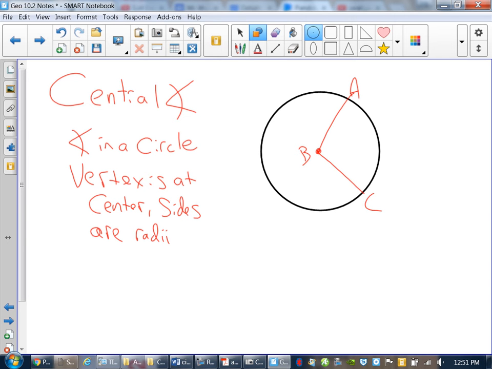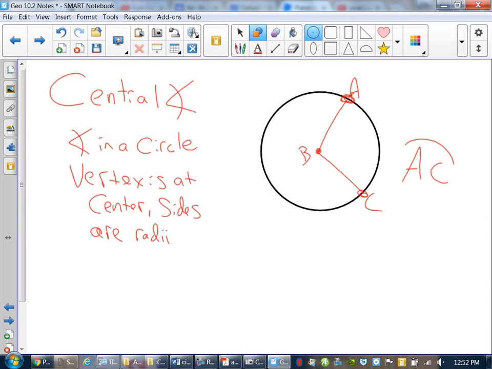So this one, angle ABC, would be considered what we call a central angle, because the center is the vertex, B. The sides, BA and BC, are both radii. And the arc that angle runs into would be called arc AC. It runs into arc AC. We okay with that?